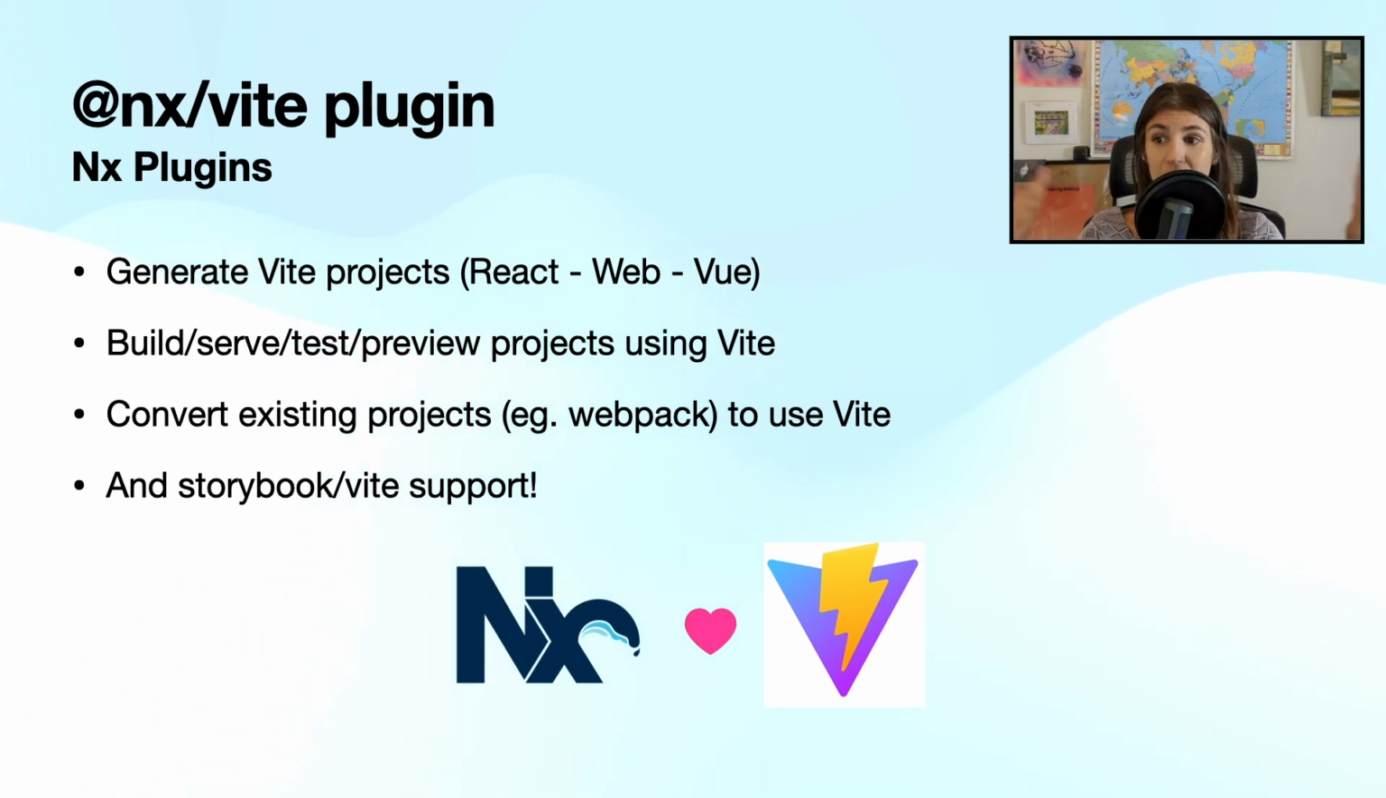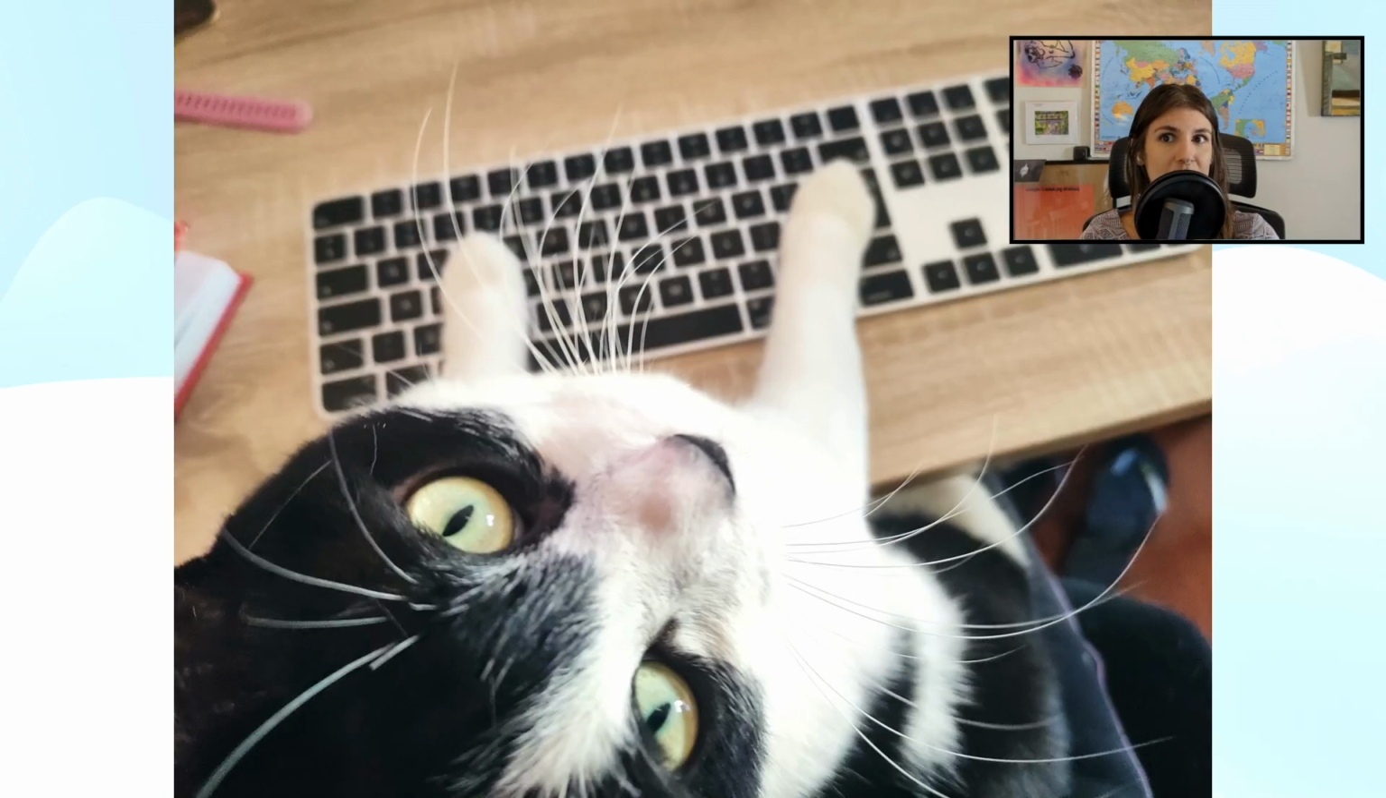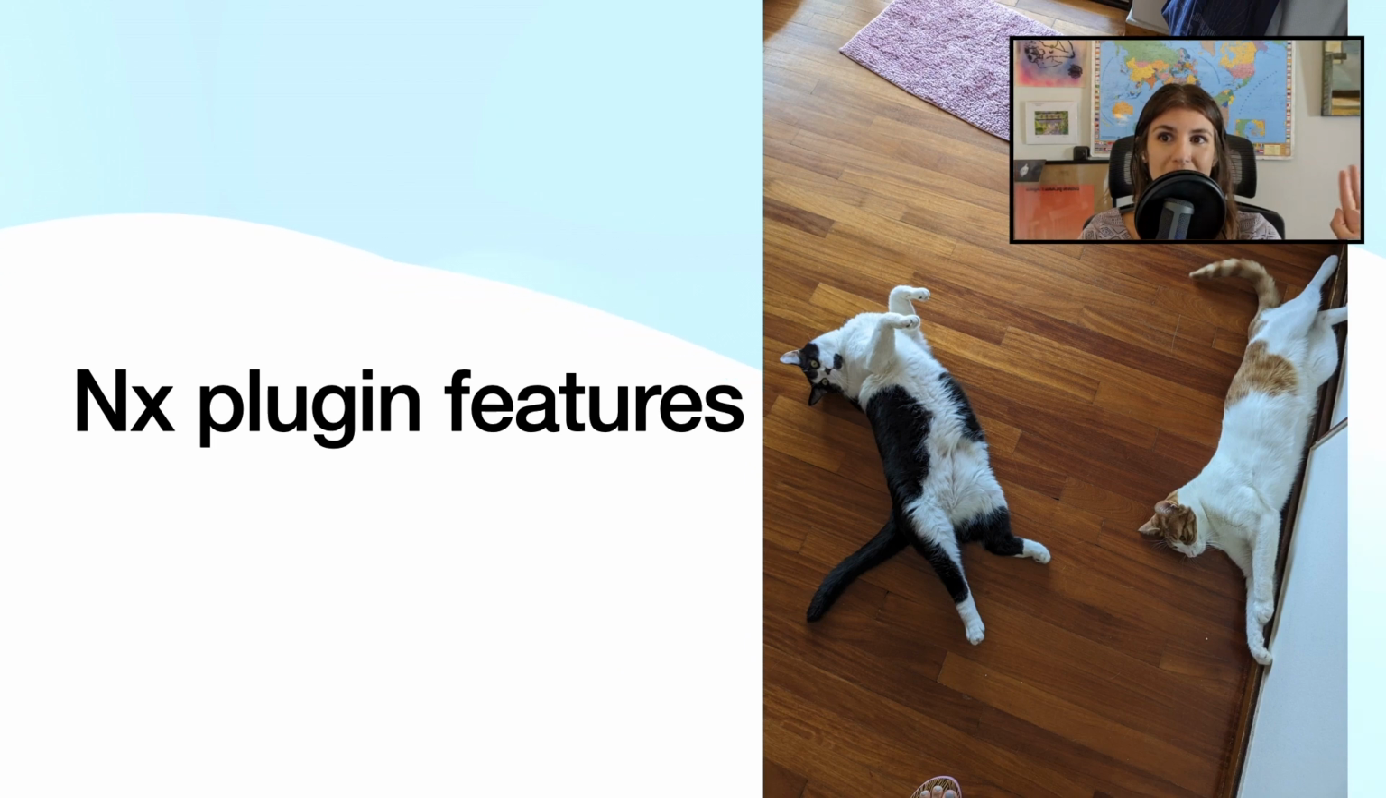Also, Nx loves Vite. The two teams collaborate on a regular basis. We reach out to each other to identify and solve issues. And of course, the ecosystem CI helps us on that. And it's just that because we love tuxedo cats.